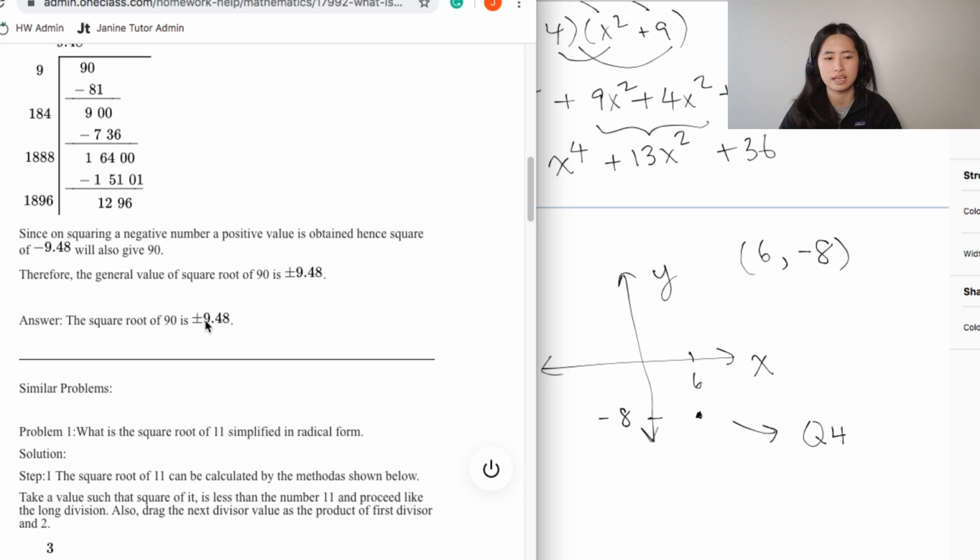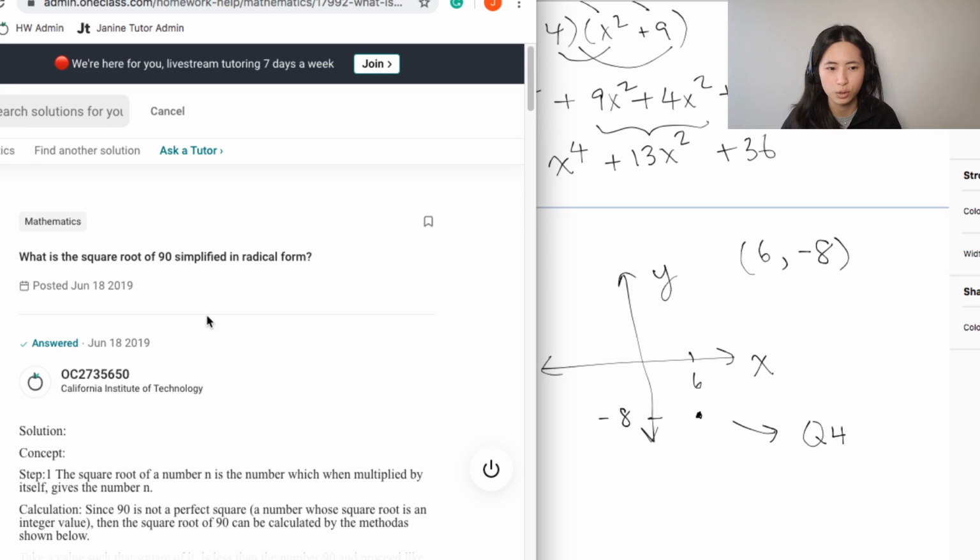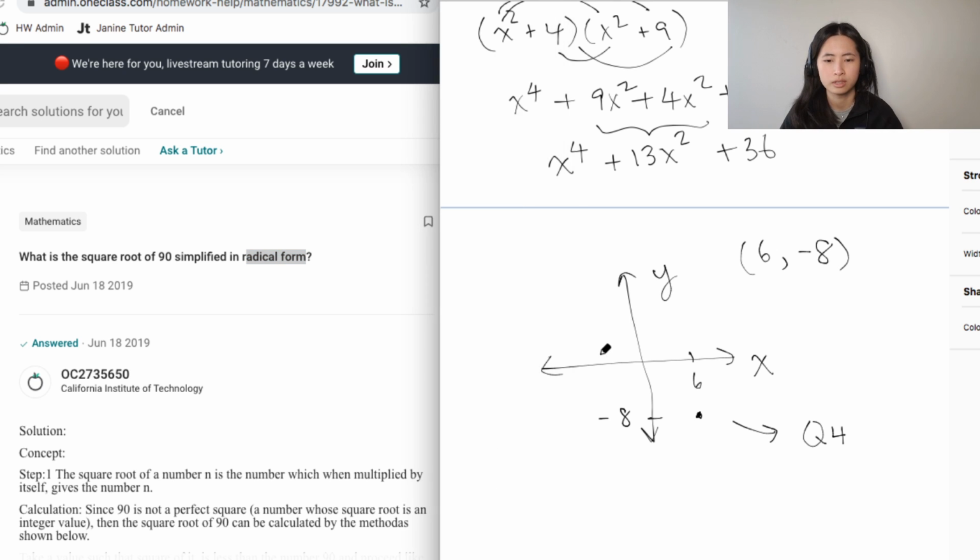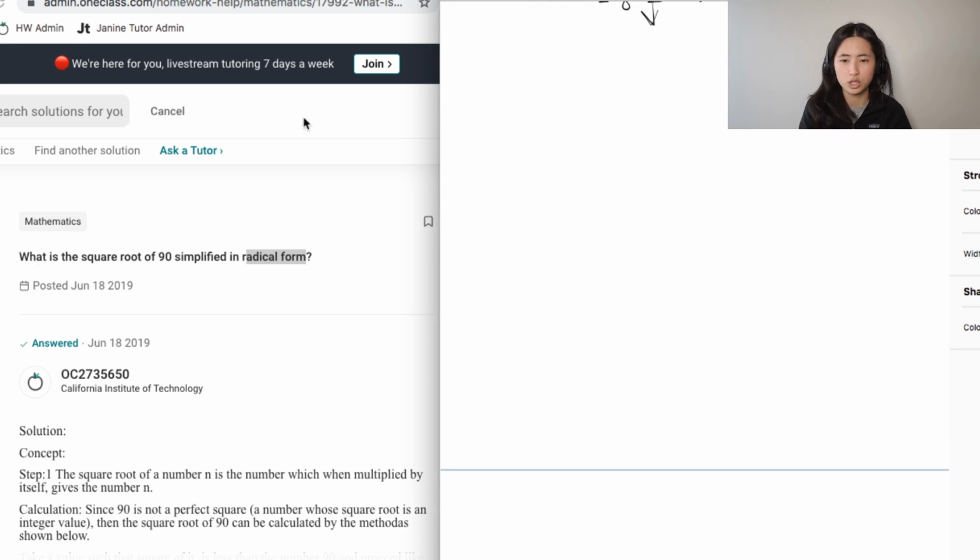So what I've noticed is you're not really supposed to write your square root of 90 in terms of a decimal number, because typically teachers want you to express your answer in radical form, and that's what the question is asking you, right? What is the square root of 90 simplified in radical form? So therefore, you need to express your answer in terms of radicals, not in decimal form. Okay, so this is what I do. This is the easiest way to do it.